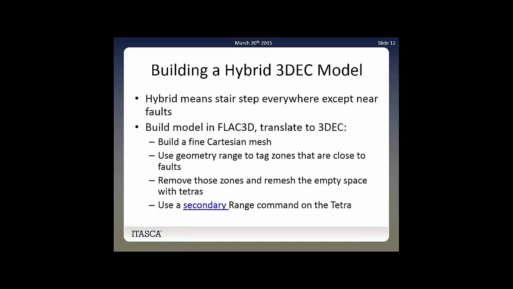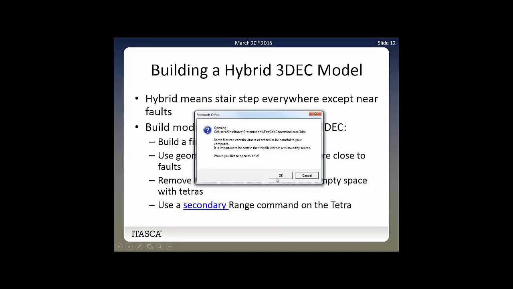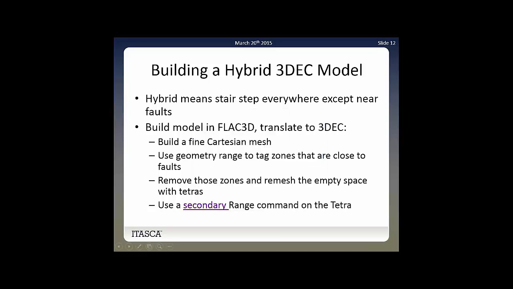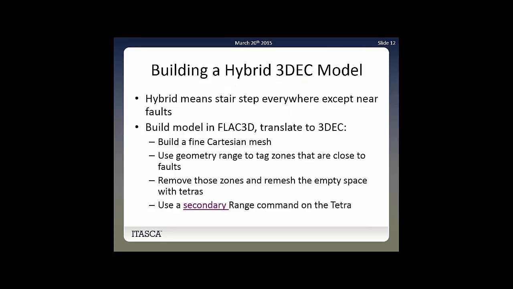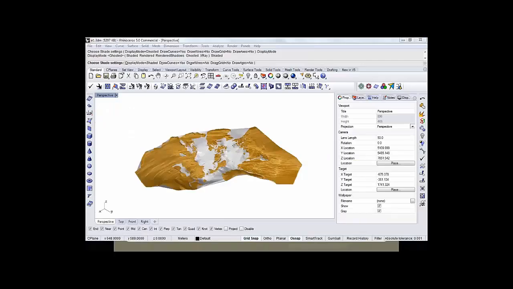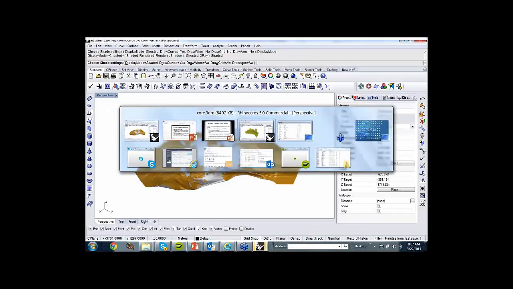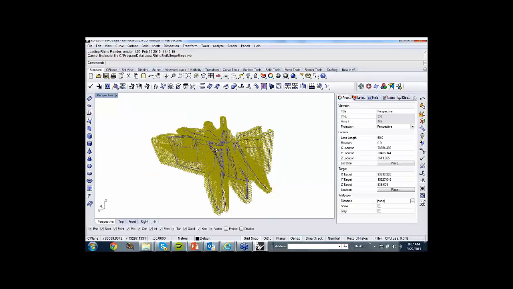One thing that is important is that we need to make sure that we use a secondary ranging process. And again, if you have any questions, please contact me. I'm going to bring up an example that shows this. What I mean by secondary ranging means this. This is the model that I created.